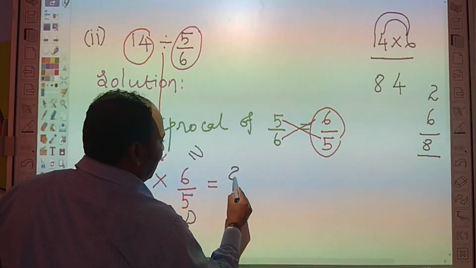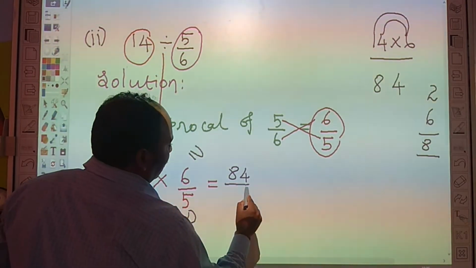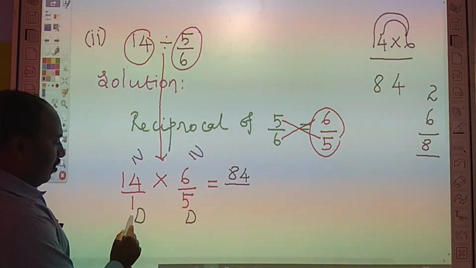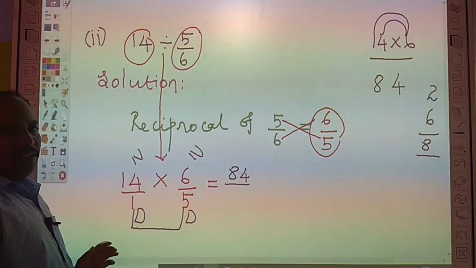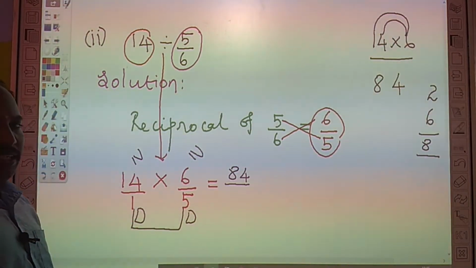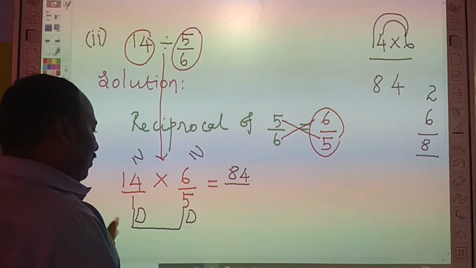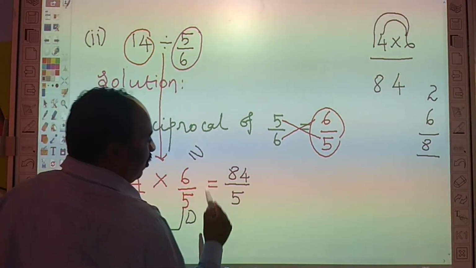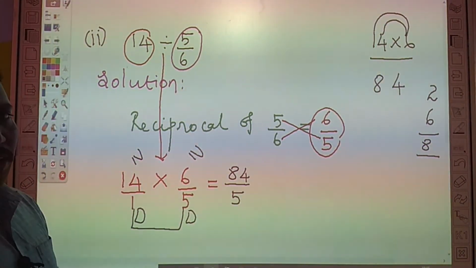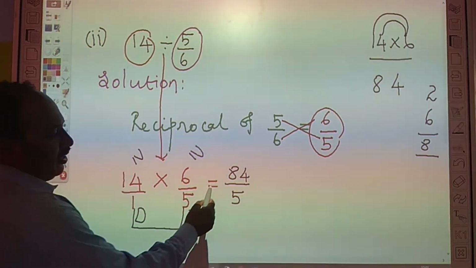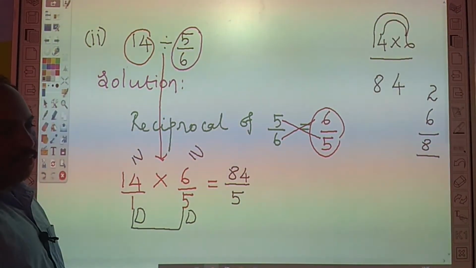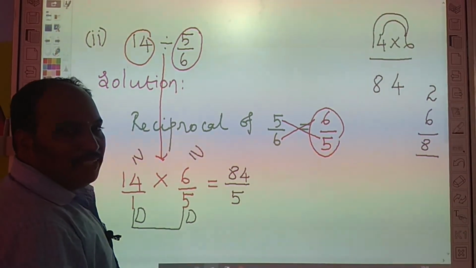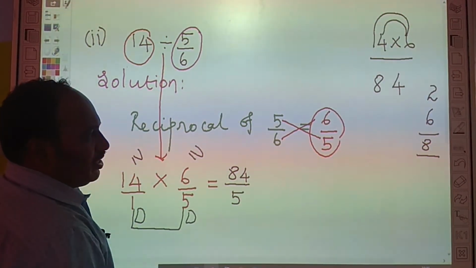Numerator part is 84. Then divided by 1 into 5. Multiply denominator into denominator. 1 into 5 is equal to 5. The next one, 84 divided by 5. We find the lowest form.